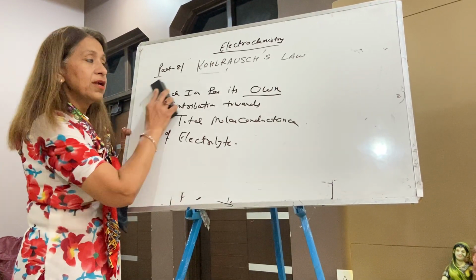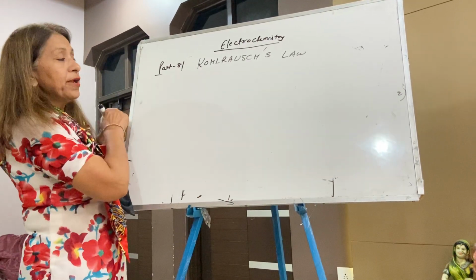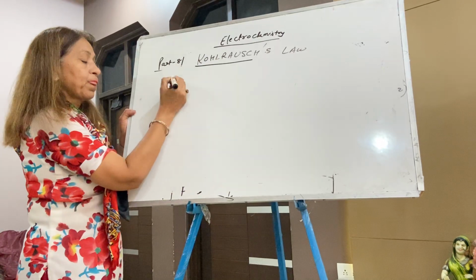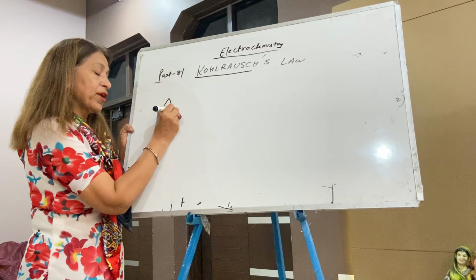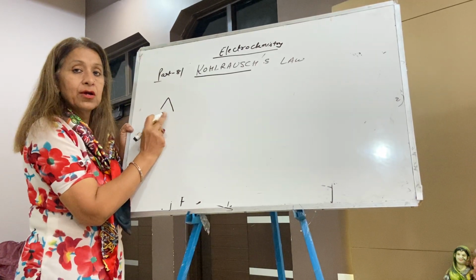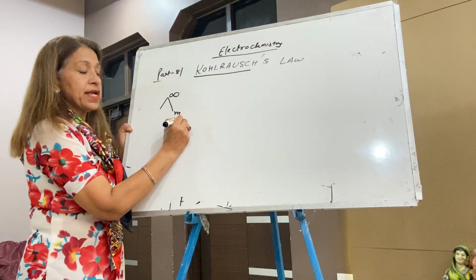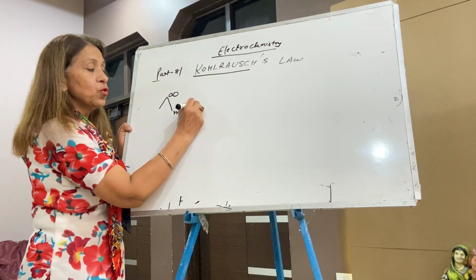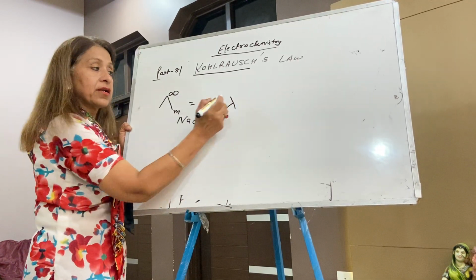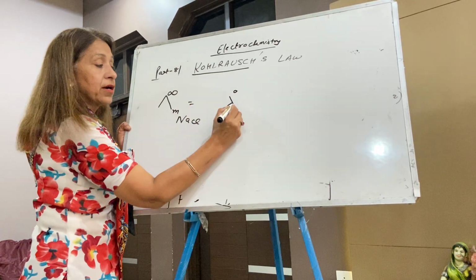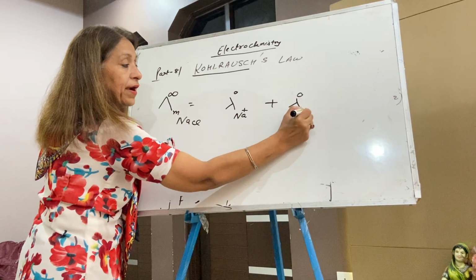I think it's clear now. Let us write the law, which is very, very important. According to Kohlrausch's law, you can write first, I will write the statement at the end. You can write lambda, just large lambda, total molar conductance at infinite dilution. Let it be NaCl. It is equal to small lambda, which means ionic conductance. Write down small lambda naught of sodium ion plus lambda naught of chloride ion.